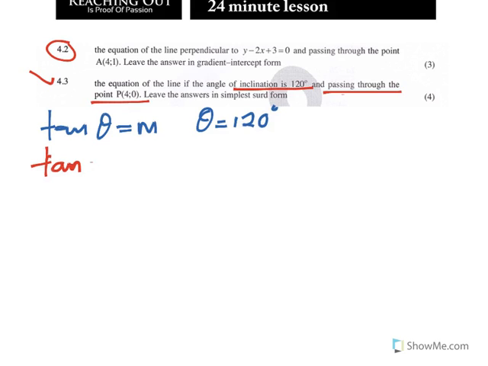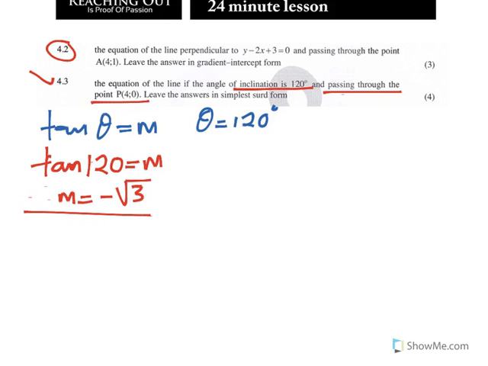So in this case, you're going to have tan 120 is equal to m. Therefore, what is m? M in this case is equal to -√3. That is the m, which is the gradient.